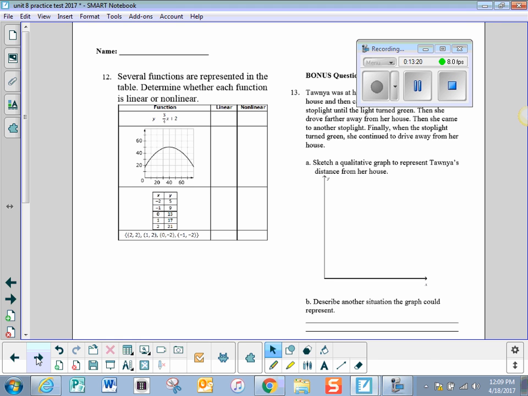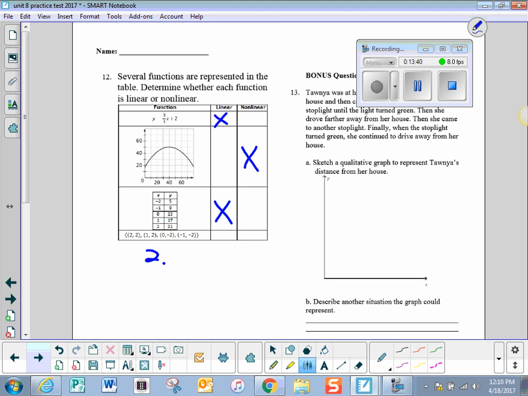Why is the first one linear? Because it's y equals mx plus b. Why is the next one not linear? Because it's a curve. Because the graph is a curve. Why is the next one linear? X increases at a constant rate, y increases at a constant rate.